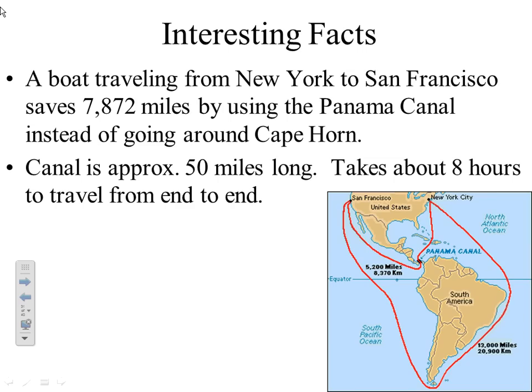So that's how the Panama Canal works. Some interesting facts, of course, it cuts down a lot of miles. The canal itself is approximately 50 miles in length. You might have wondered in that time elapse, how much time does it take to get from one side to the other to cross the Panama Canal, and it takes about 8 hours total trip from one side to the other.